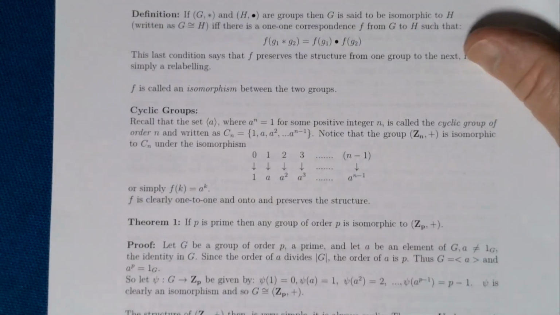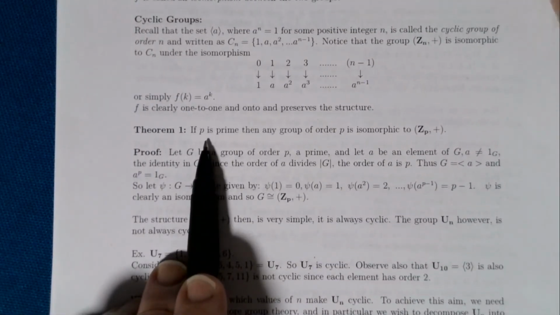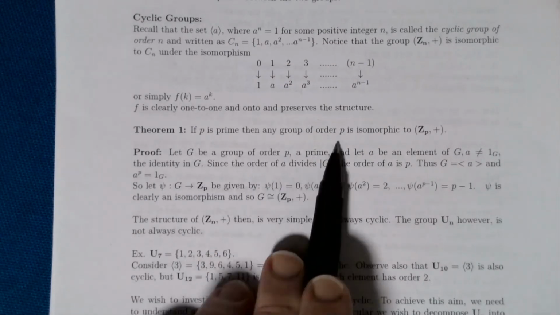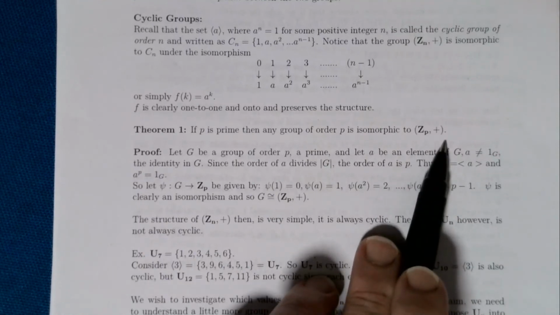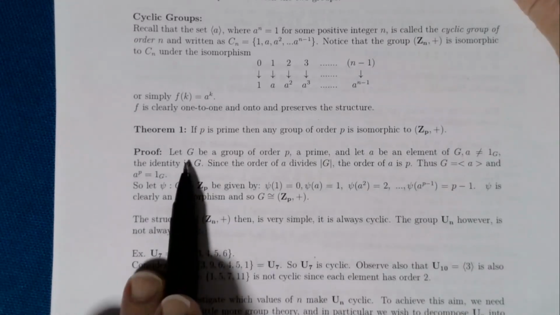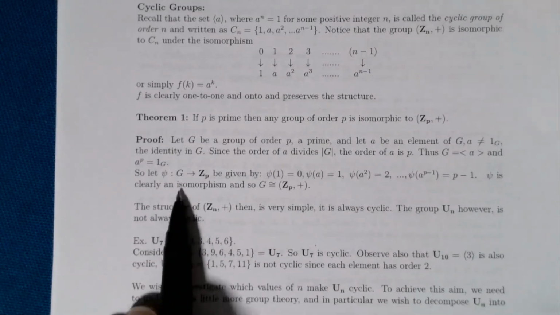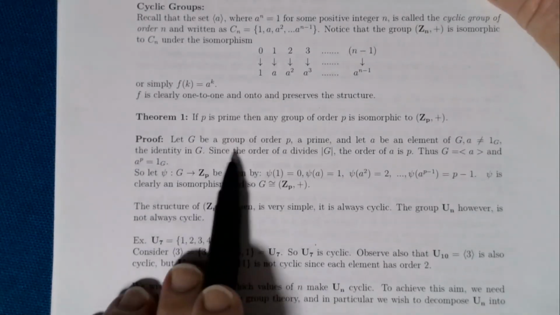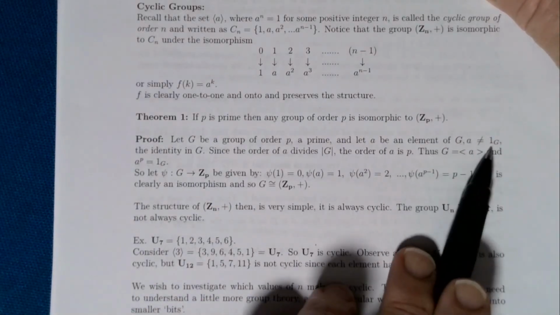Now, a lovely theorem: if p is prime, primes are always so interesting, then any group of order p is isomorphic to Zp under addition. So in other words, for each prime, there is essentially only one group of order p. The proof of this is worth just going through. It's very simple, but just to show you how this works in proof context. So we take G to be a group of order p, p is prime. We take a to be any element of G, but not the identity in the group.